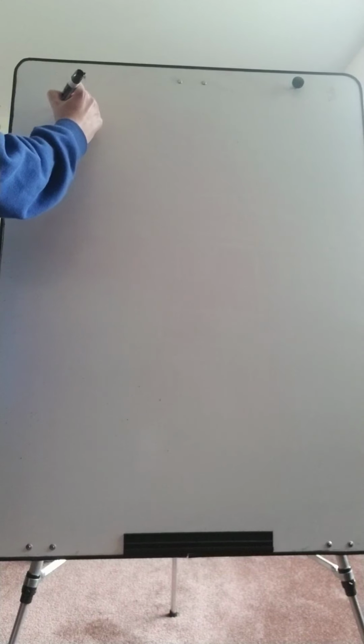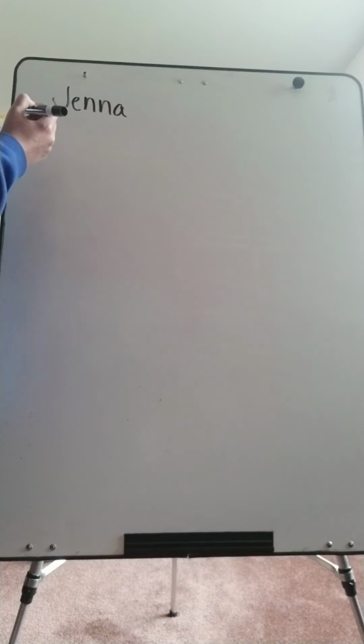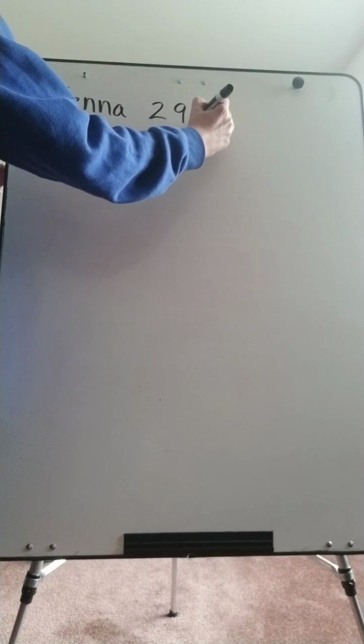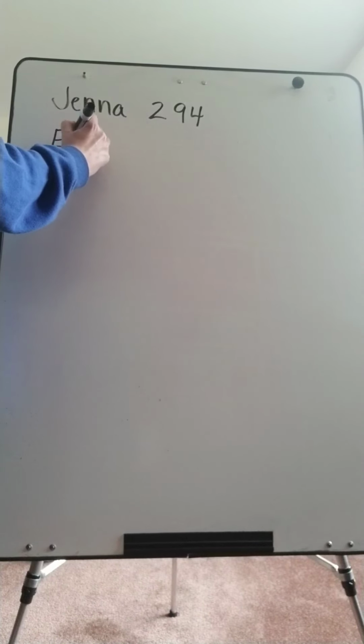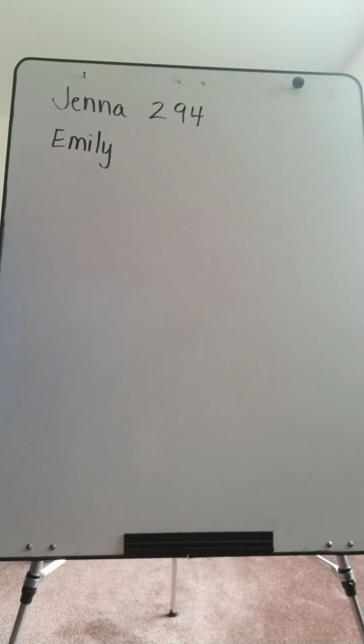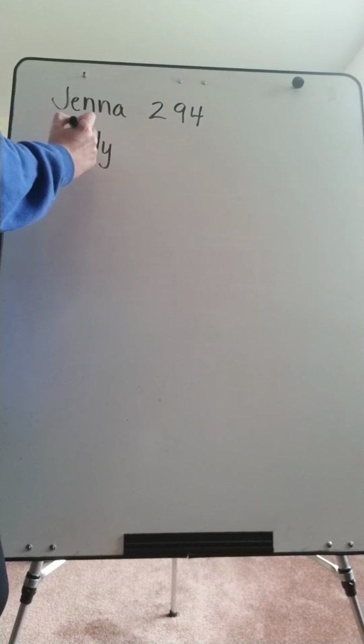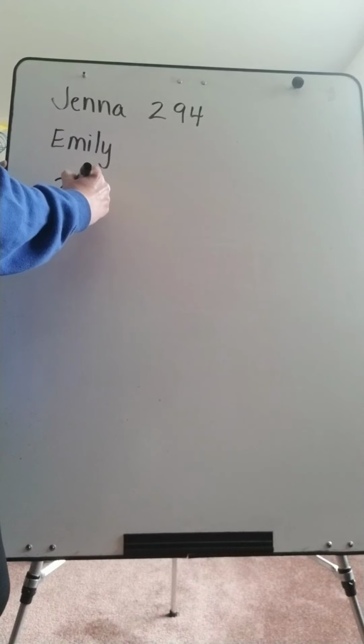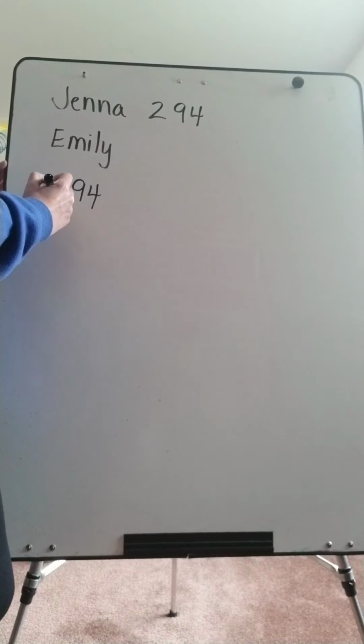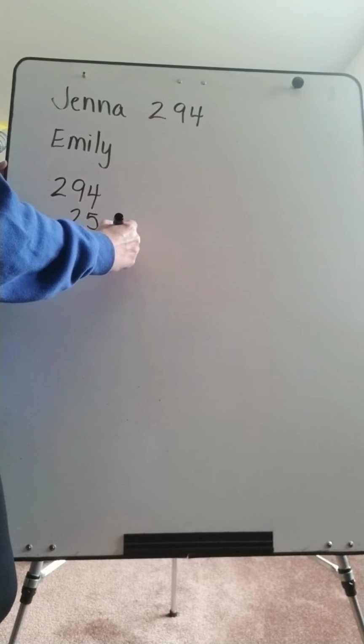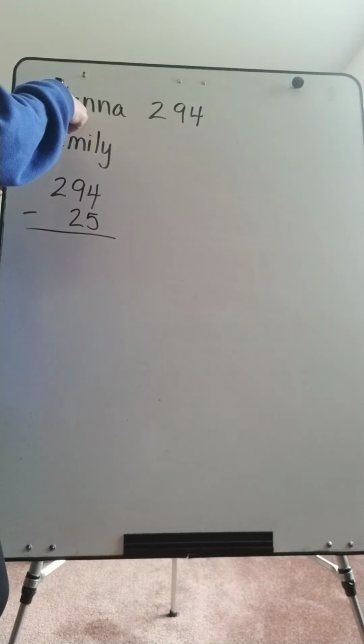So let's write down what we know. So Jenna, we know, has 294. Emily has 25 less, because Jenna has 25 more coins than Emily does. Okay? So it tells us in the directions to either do a model or an equation. So let's just do an equation. So to find out how many Emily has, we're going to take 294 and subtract 25, because we know that Jenna has 25 more.